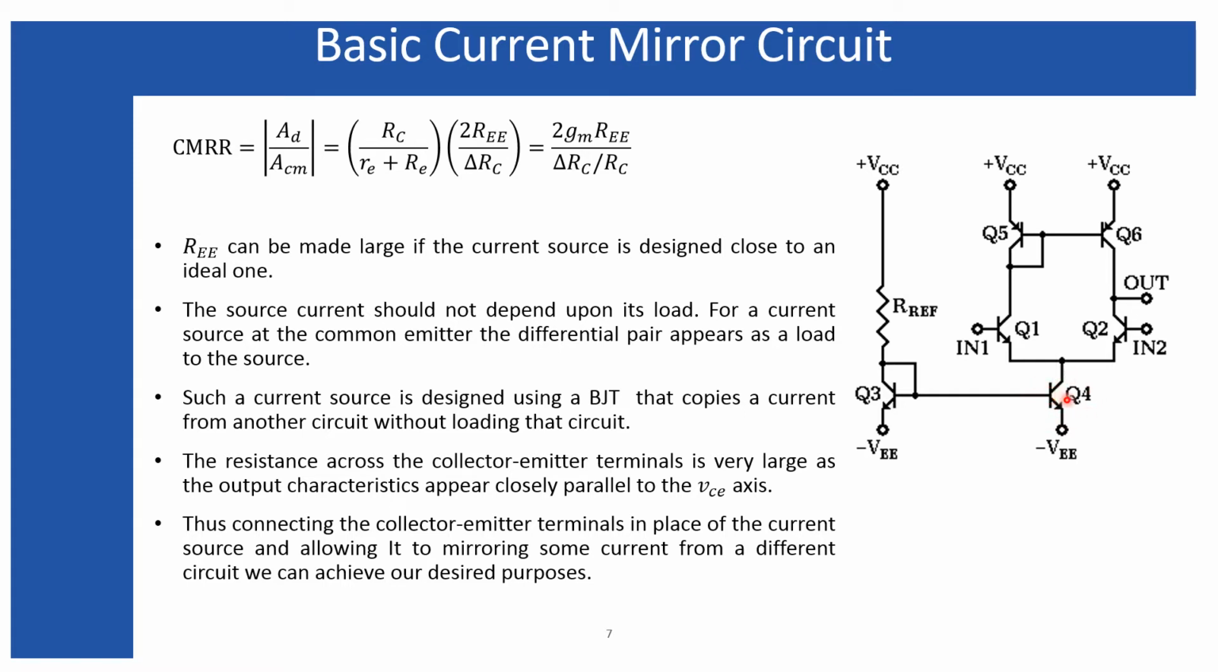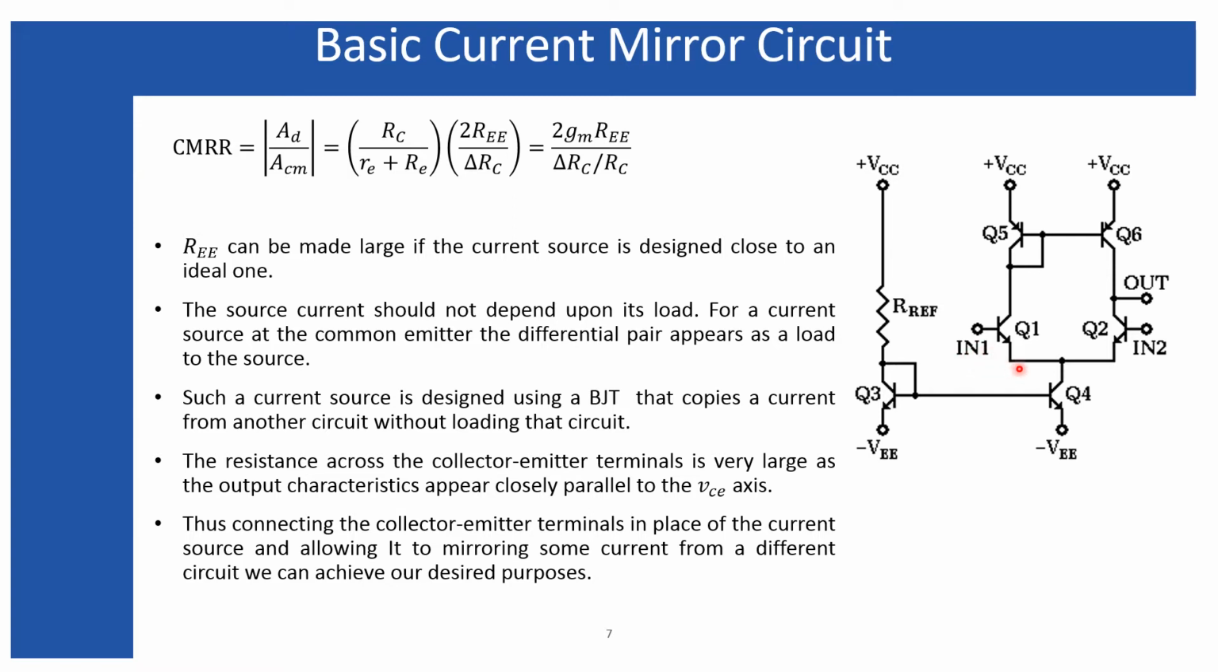Because we know from the small signal analysis of bipolar junction transistors that a high resistance appears across the collector to emitter terminal of the bipolar junction transistor. That high resistance is due to the output characteristics, which are parallel to the x-axis, and ideally they should be exactly parallel to the x-axis, but due to the early effect we have seen that they make a slight angle with the x-axis.